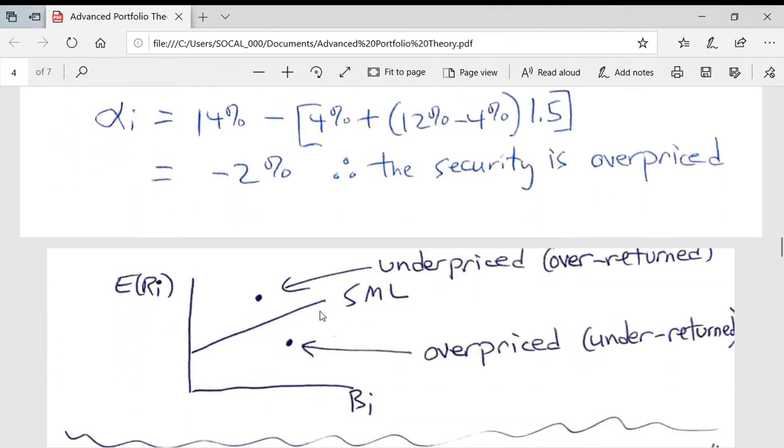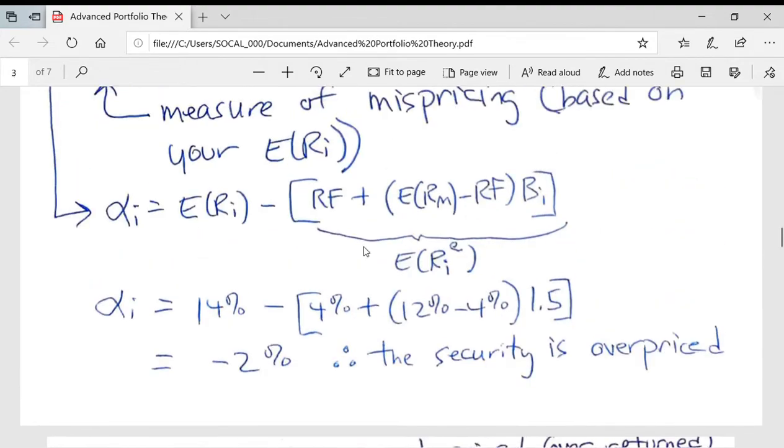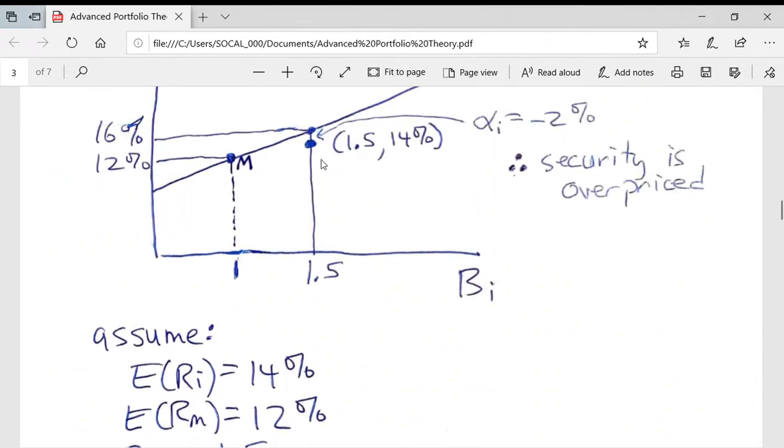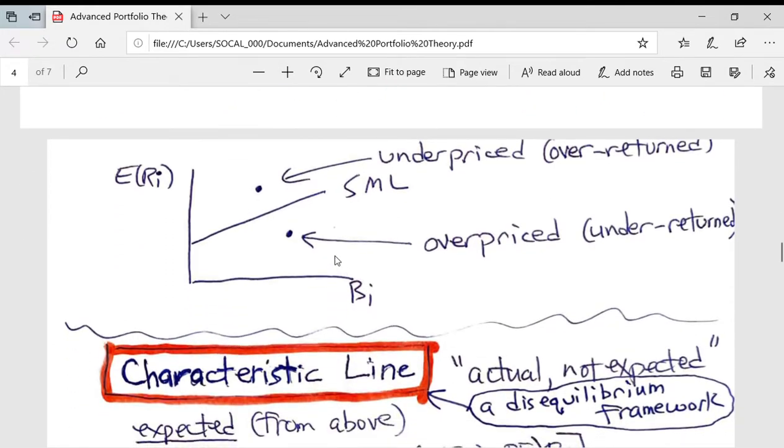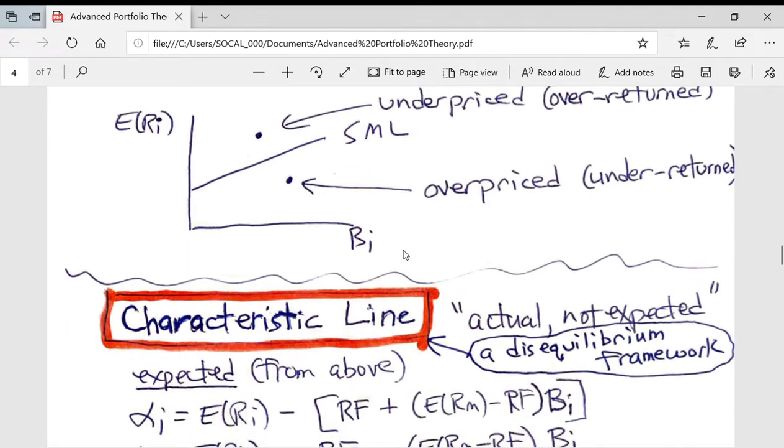Here's just a little chart. Whenever the dot at the beta level is above the SML, the security is underpriced, you might think over-returned, or as in the example we just had up here, where the dot was below the SML, as is the case here, the security is overpriced or under-returned. Okay? So both the CML and the SML are equilibrium relationships.